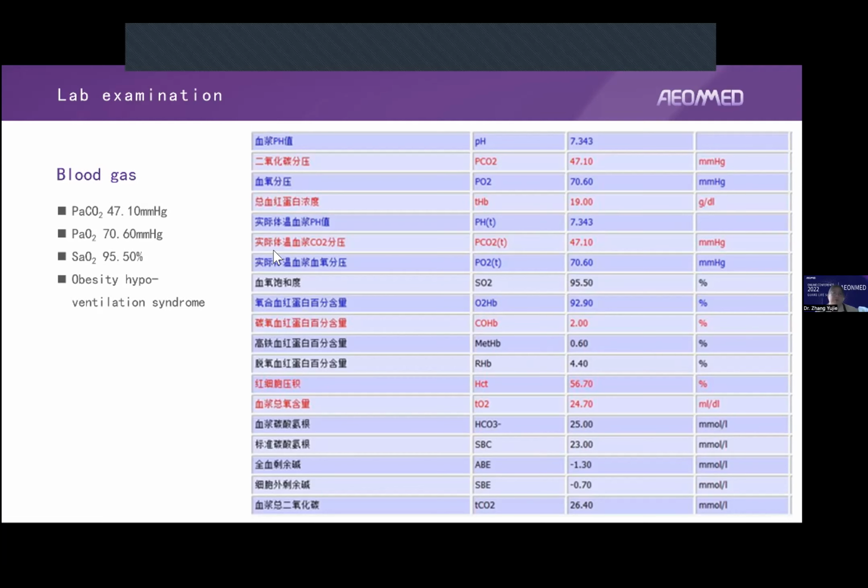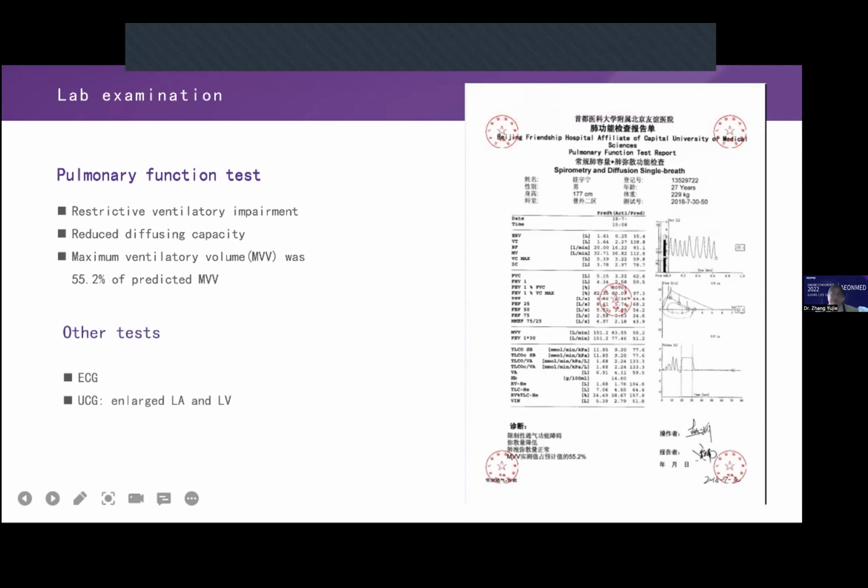His pulmonary function tests show a restrictive ventilatory impairment and reduced diffusing capacity. The maximum ventilatory volume, MVV, was only 55% of predicted. Other tests were used, just like we mentioned, to assess the patient's cardiac function. The ECG was normal, and the UCG showed an enlarged left atrium and left ventricle, but the function is normal.